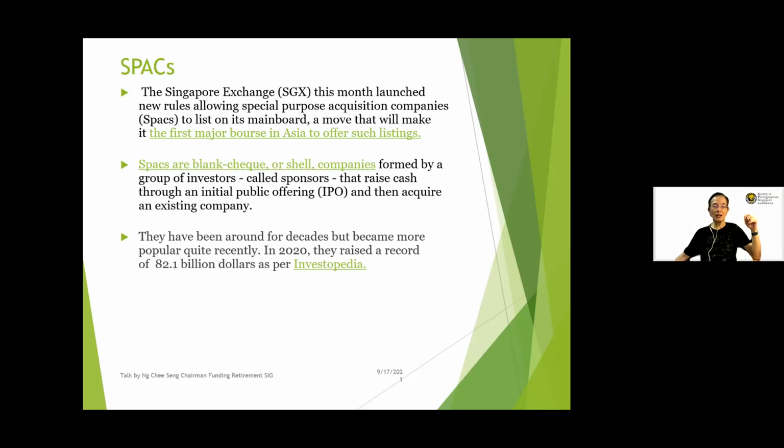Of course, our Hong Kong stock exchange is also looking closely at this issue and working out the mechanics of whether to encourage or not to encourage the formation of SPAC companies.